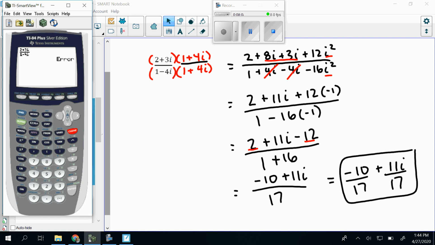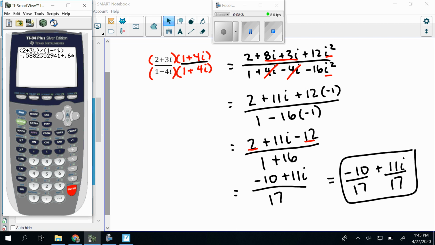Oh, sorry, I guess it won't work with this fractional way. We do have to use parentheses here. So parentheses, we can do 2 plus 3 with the imaginary, close that up because that's the whole top, divided by, and then type in the bottom one, 1 minus 4 in the imaginary. Close this one up, hit enter. It'll divide it and give you the answer.